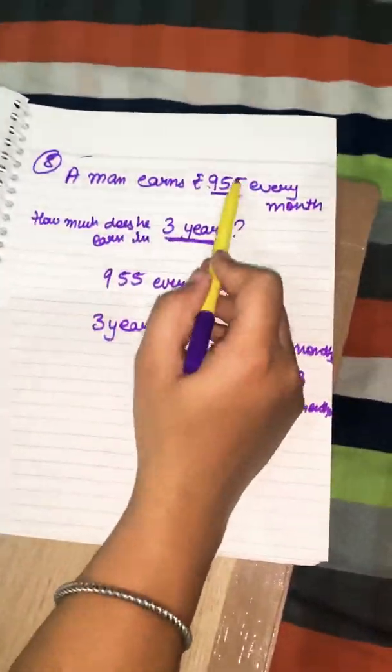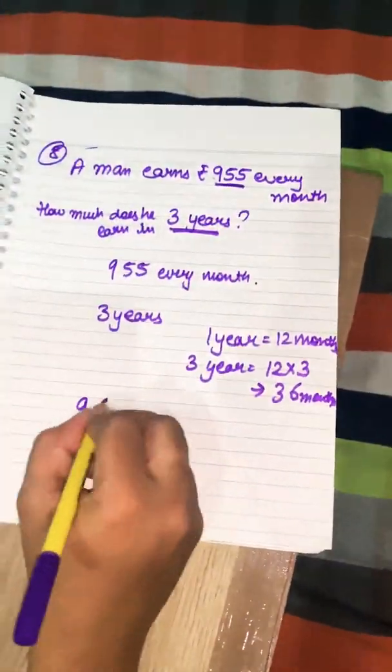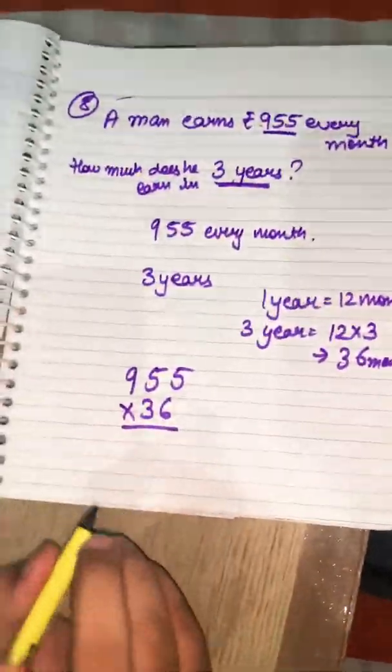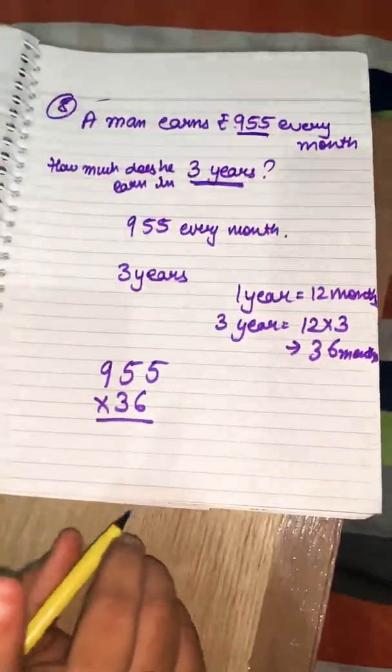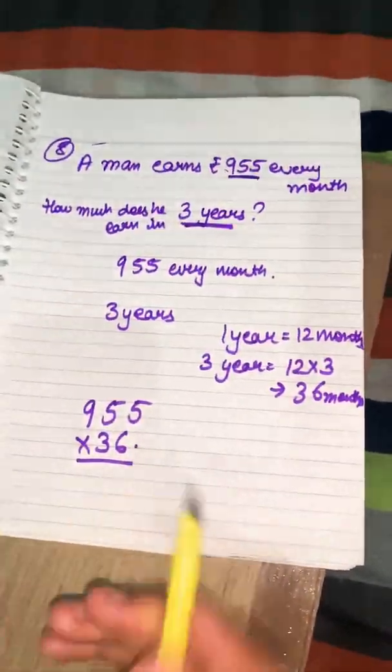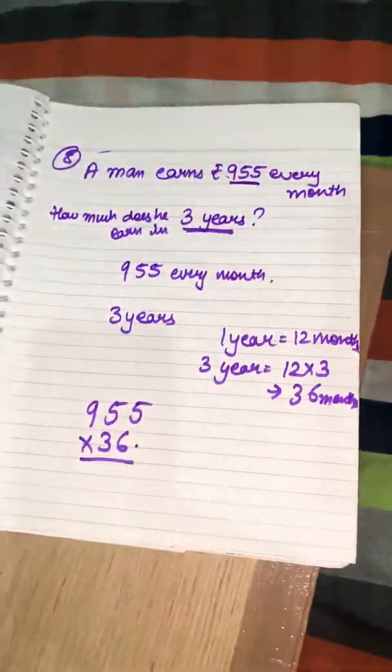So now it is easy that we know that in 3 years there is 36 months and a man earns 955 every month. So we just multiply this 955 by 36. Now you can do the multiplication by your own, as I have told you earlier how to do multiply. This will be the statement and these are the values, you have to solve it by your own.